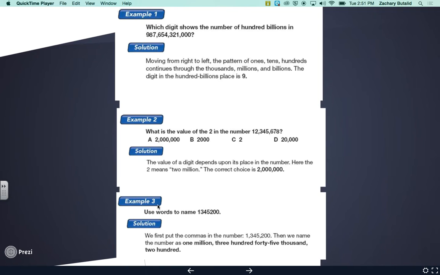Now let's look at example 3 on the bottom. We're going to use words to name 1,345,200. So when we put the commas in, it's probably best to put the commas in because it'll help you figure out what each number is. All right, remember we do every 3 and then we put in a comma starting from the right. So 1, 2, 3, let's put a comma right here. And then 1, 2, 3, we'll put a comma right here.